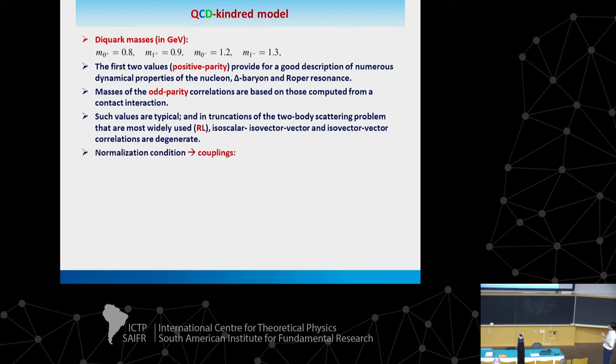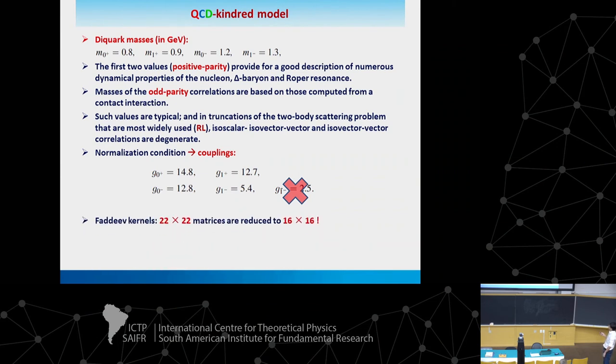And we use normalization to determine the strength or couplings of these diquarks. This is their result. We see that the isovector vector diquark coupling is the smallest. So in order to simplify our calculation, we simply neglected this isovector vector diquark. With this, the Faddeev kernel, which are 22 by 22 matrices, are reduced to 60 by 60.